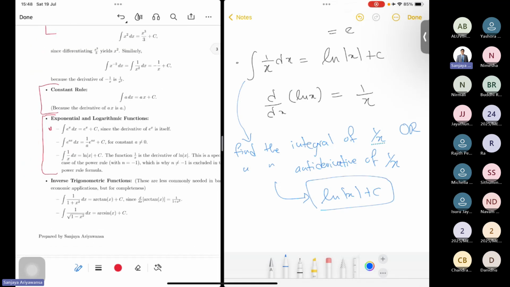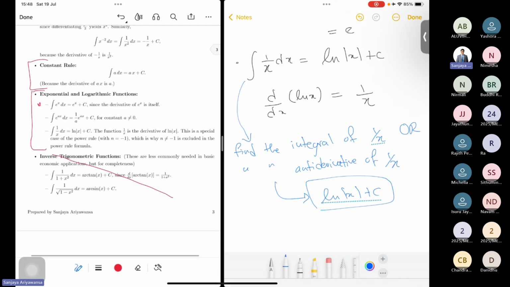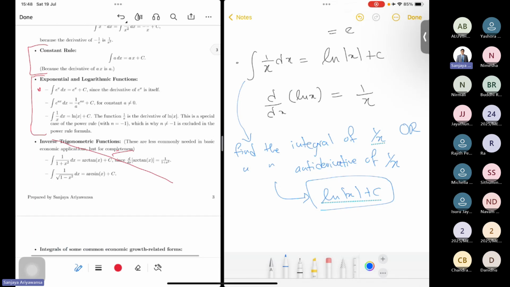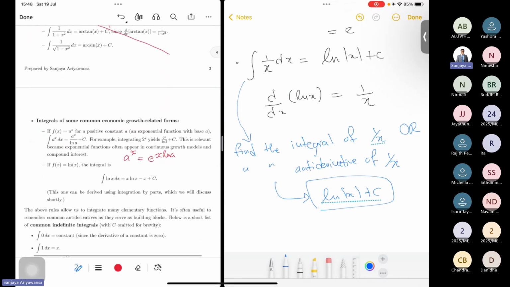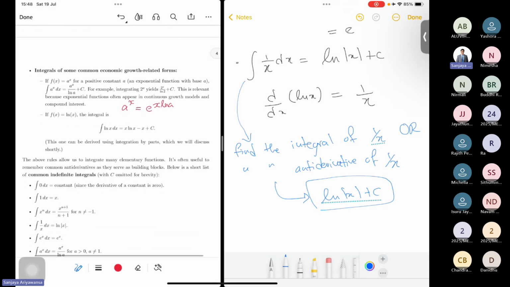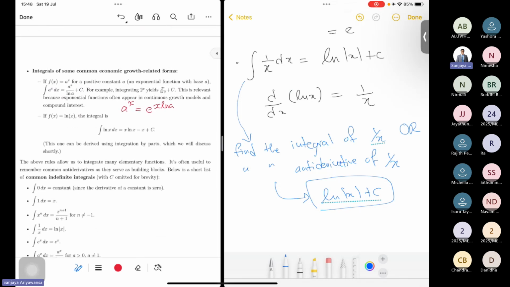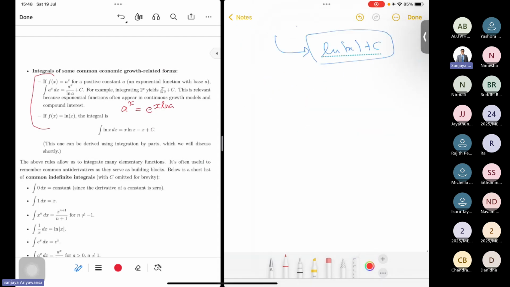These trigonometric functions, you don't need to really bother about. That is just there for completeness, as I've said here. You don't need to worry about trigonometric functions. Two more rules that it's good to keep in mind, and we will also be proving them, are the integrals of some common economic growth related functions. So we have two important integrals that we need to know.